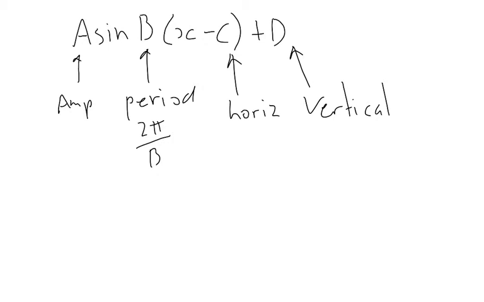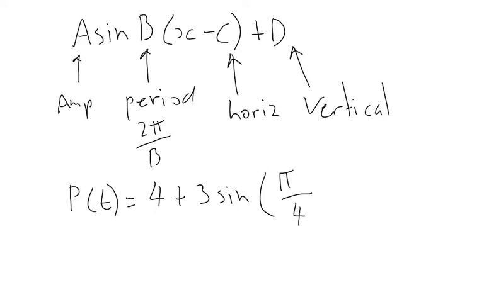So for example, if I have p of t equals 4 plus 3 sine of pi over 4 t, we can use the information from above to help us find specific information about this equation, this relationship, this periodic phenomenon. Now you can see it's done a little bit differently. The d's at the front. So that's our vertical displacement, okay?